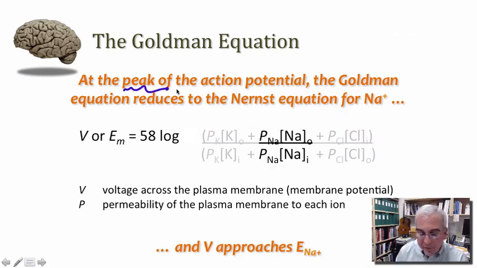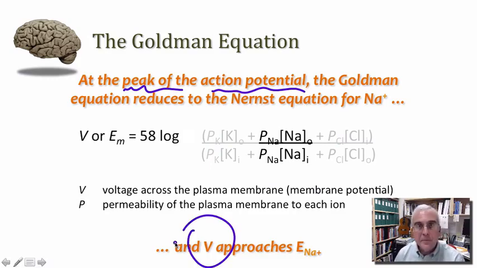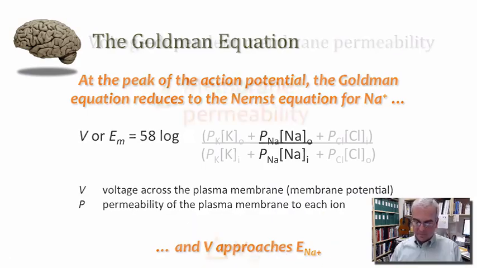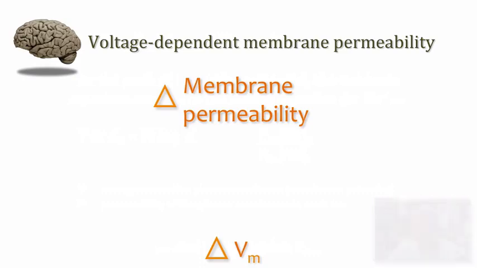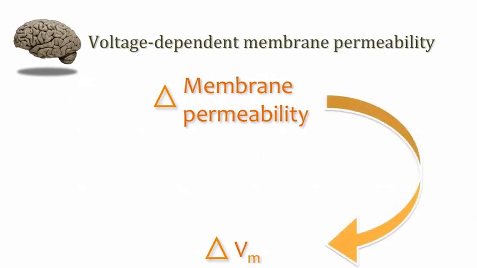So again, at the peak of the action potential, the Goldman equation reduces to the Nernst equilibrium potential for sodium, such that the membrane potential approaches this theoretical limit. So as we've worked with the Goldman equation just a bit, I hope that you've been able to develop a bit of an intuitive feel for how changes in membrane permeability can change membrane potential.